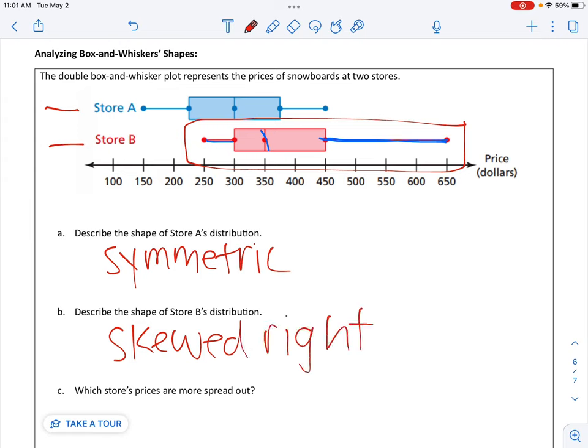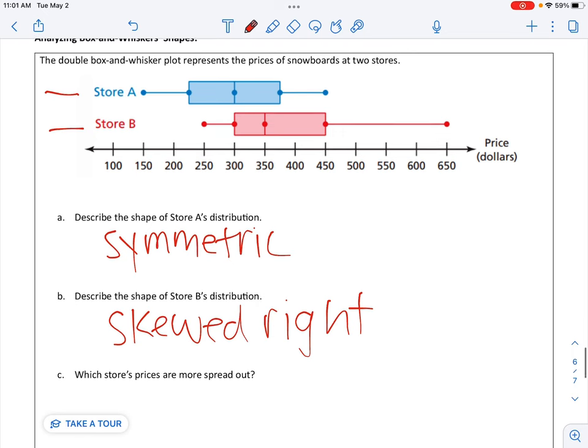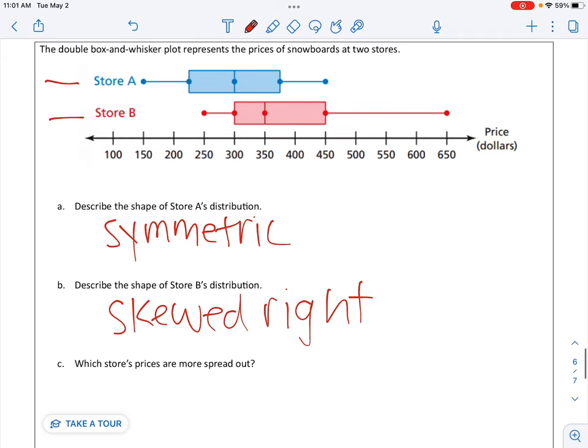Okay. The last question is asking which store's prices are more spread out. So if you think back to our mean, median, mode, and range, one of those tells us how spread out the data is by showing us the greatest from the smallest. And that's range. So store A, our greatest is 450. And our smallest is 150. So I have A, we're going to do 450 minus 150, which equals 300.